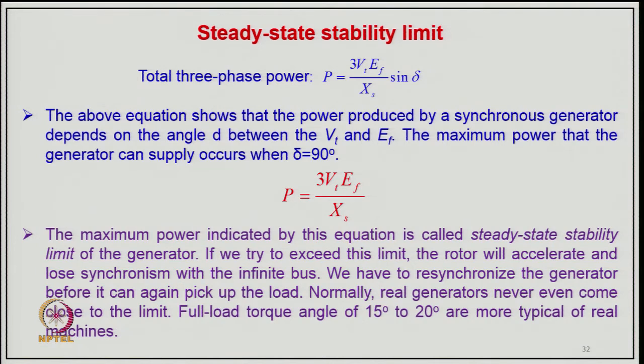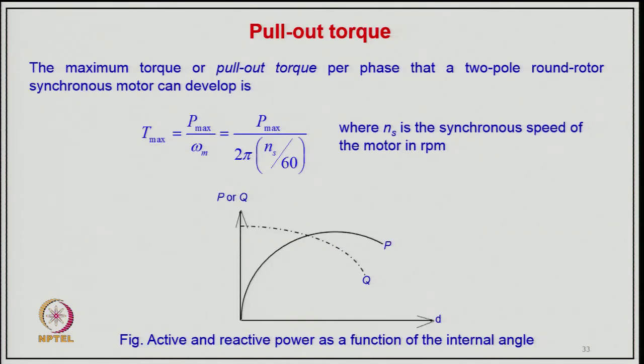indicated by this equation is called the steady state stability limit of the generator. If we try to exceed this limit, the rotor will accelerate and lose synchronism with the infinite bus. So, we have to synchronize the generator before we can pick up the load. Normally real generators never even come close to this limit. The full load torque angle is normally 15 to 20 degree or more, typical of a real machine.